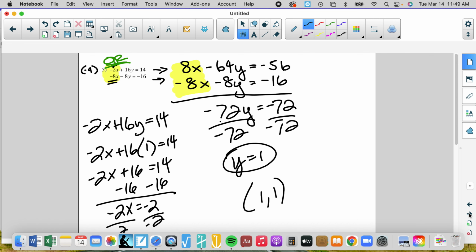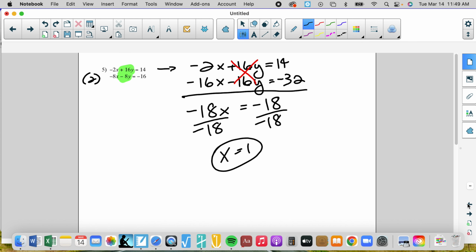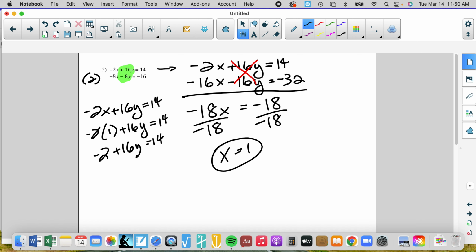Does that coincide with that answer? Yes. And then we can pick the top equation again. We get negative 2 times 1 plus 16y equals 14. Negative 2 plus 16y equals 14. Add 2, 16y equals 16. Divide both sides by 16, we get y equals 1.